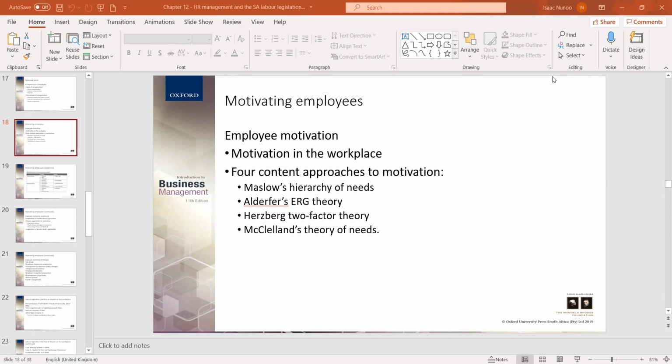So one important aspect in terms of recruiting and retaining staff is how to motivate the employees. In motivating employees, we tend to focus on certain internal or external things that may be able to influence the what and the how.